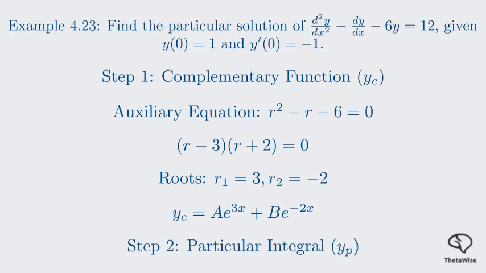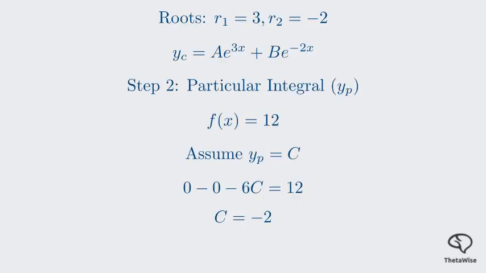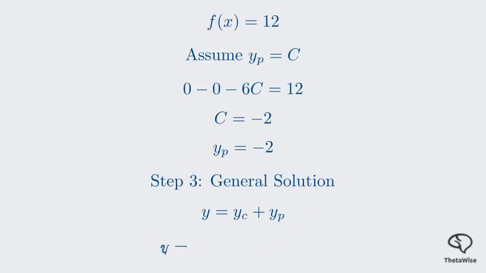For the particular integral, the RHS is a constant. We assume yp equals c. Its derivatives are both 0. Substituting into the original equation gives negative 6c equals 12. The general solution is the sum, y equals a e to the 3x plus b e to the negative 2x minus 2.